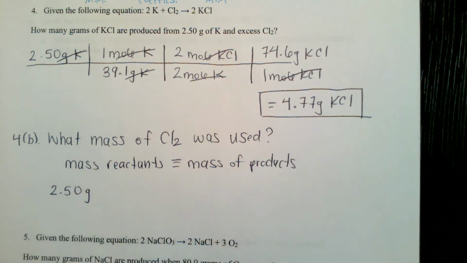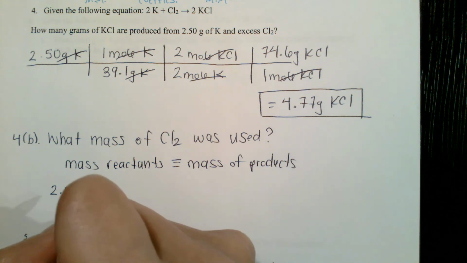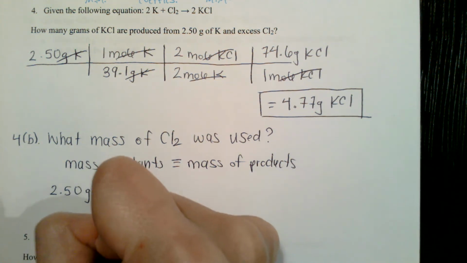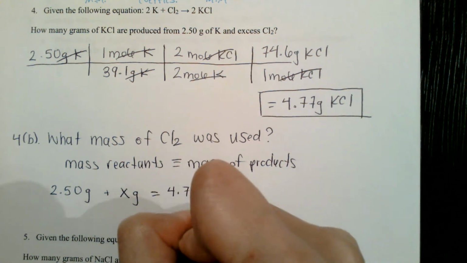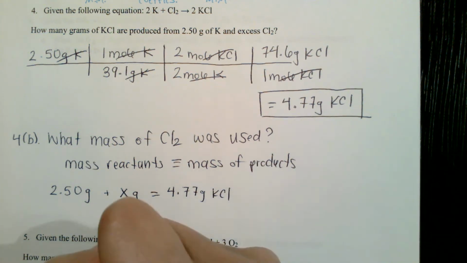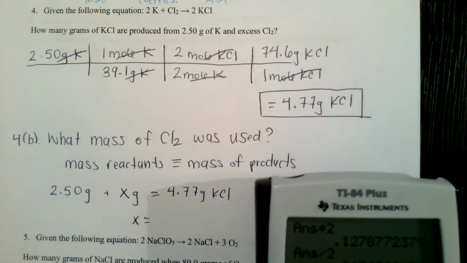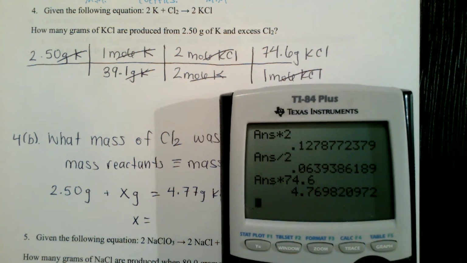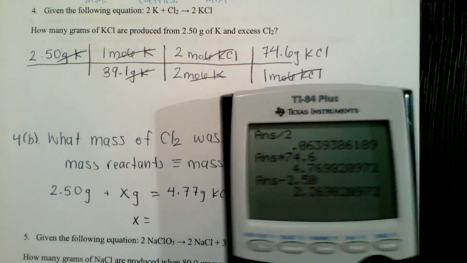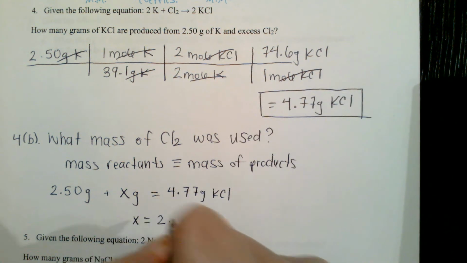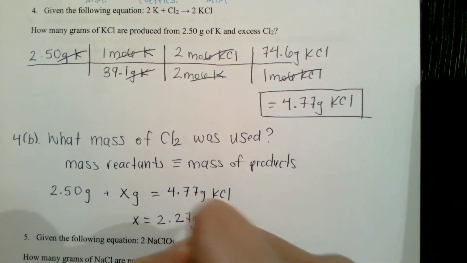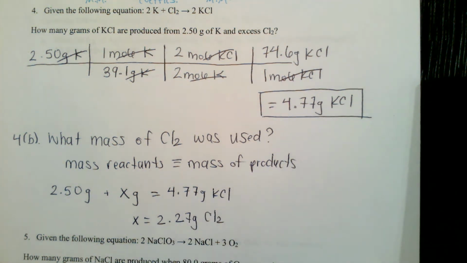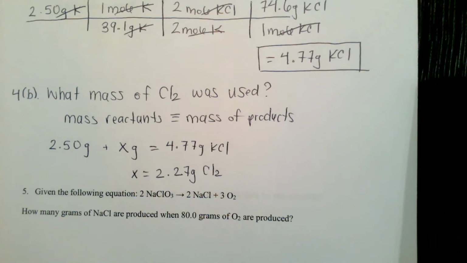So we have 2.5 grams of potassium plus X grams of Cl2. We know that has to equal 4.77 grams of KCl. So our mass of Cl2 then has to be 2.27. So 2.27 grams of Cl2.